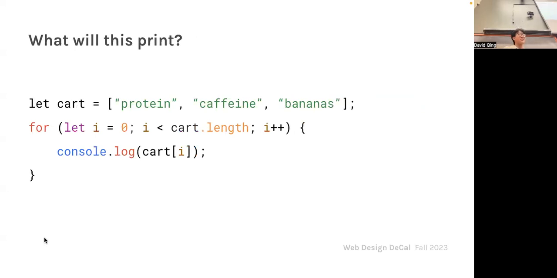Now, one last example of how we add in arrays. What will this print? If we have a cart that is an array of 3 elements, protein, caffeine, and bananas, and we run this for loop from 0 as long as it's less than the cart length, and then we print out what the value in the cart is. This one's a little bit more tricky.